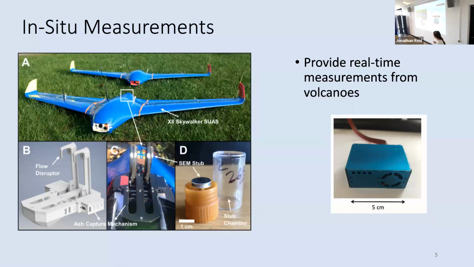On these drones, we've been putting these flow disruptors, I suppose, which this is an SEM stub, scanning electron microscope, and we put an SEM stub in here, and then this goes on the drones and they get flown through and the stubs pick up in situ particles directly from the cloud. This is just a picture of it in flight. And this here is a PMS 5003, which is basically a tiny OPC, which we've also been putting on these drones to get some in situ particle concentration measurements. It's providing real-time measurements from volcanoes, which is really valuable.